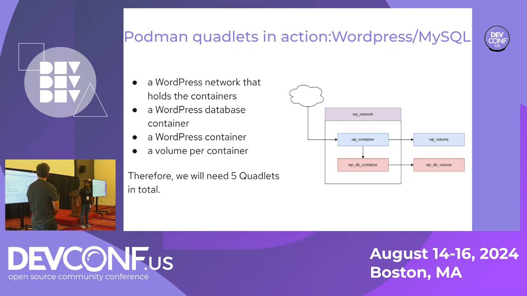So we have a WordPress network here, which has a WordPress container and a WordPress DB container. Two containers that run in the WordPress network, and we also have a WordPress volume for the WordPress app and also a volume for the DB itself. So we have five. One more thing here, it's the volumes.